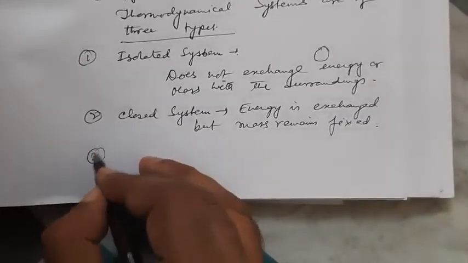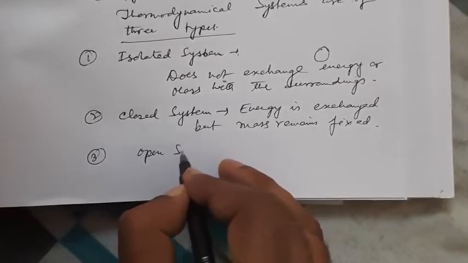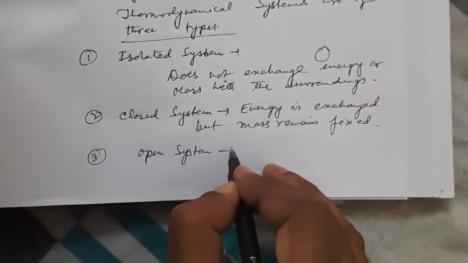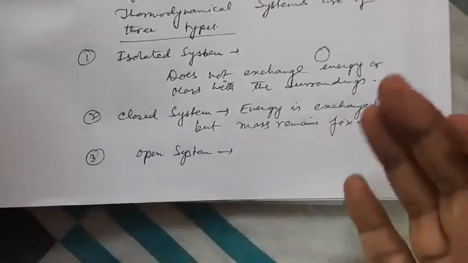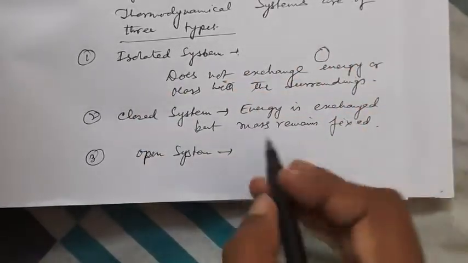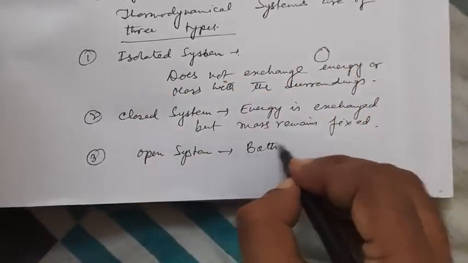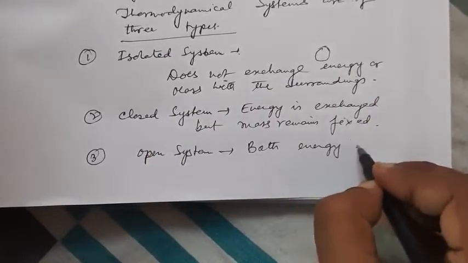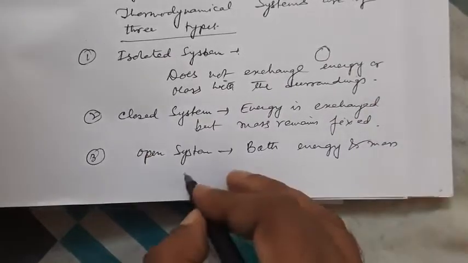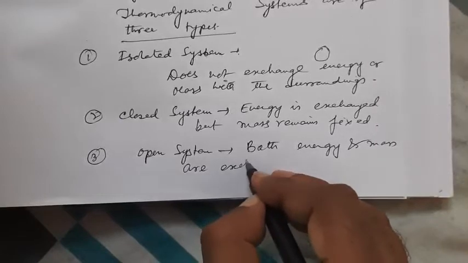Now the third system is an open system. As the word open suggests, the meaning is that both energy and mass are exchanged.